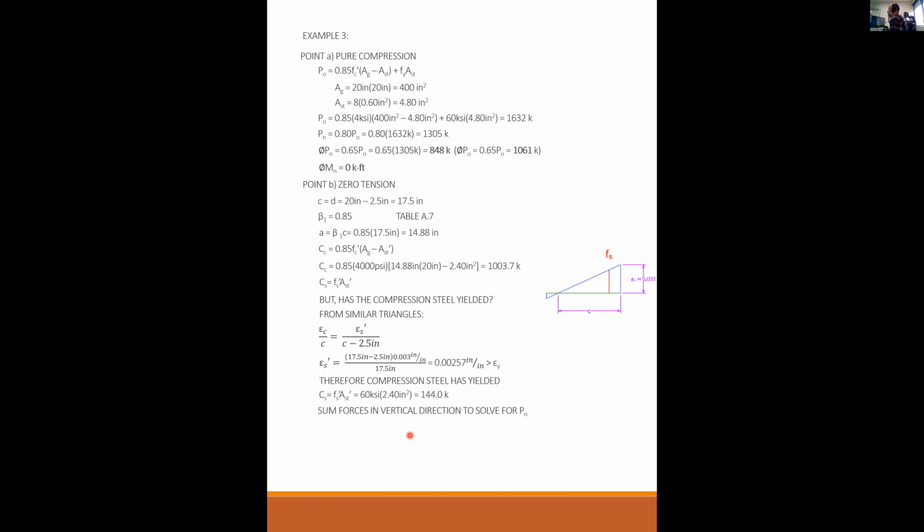Sum the forces in the vertical direction to solve for Pn. Wait, what happened to my tension steel? Anybody remember what happened to my tension steel?